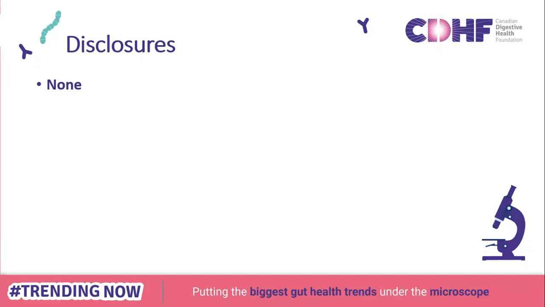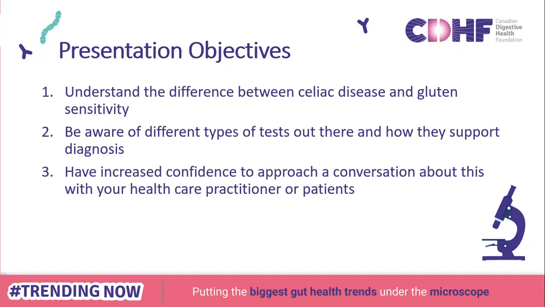Without further ado, let's take a few moments to review the objectives of this presentation and then dive on in further. There are three objectives of today's presentation, and by the end of viewing, you should have a clear understanding of the difference between celiac disease and gluten sensitivity, be aware of the different types of tests out there and how they support diagnosis, and have increased confidence on how to approach a conversation about this with your healthcare practitioner or with patients if you are a healthcare practitioner yourself.